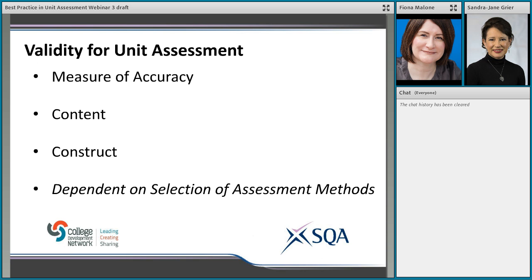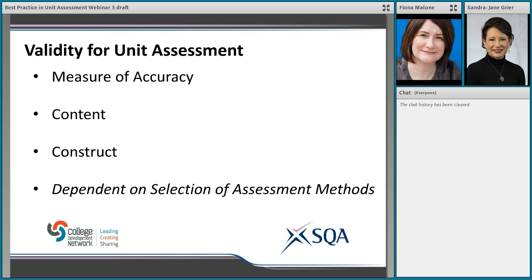So for validity to work, it has to be ensured at each stage of the assessment process. That's during the planning, the setting, the judgment and the feedback. And there's two key aspects of validity that SQA are concerned about. The first of these is called content validity, and that's the measure of how closely the content of an assessment matches the content of the unit specification. It's concerned with the level of knowledge, understanding and skills that is required to meet the standard of the unit or qualification.